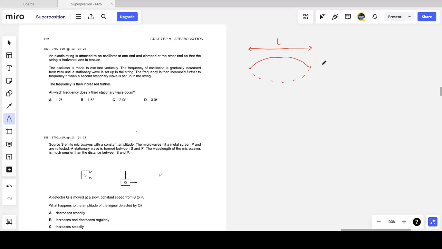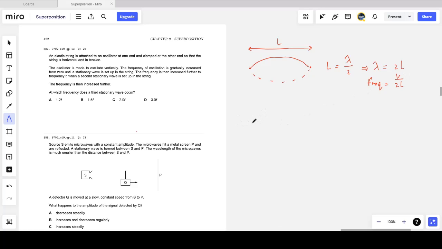Okay. And for this first wave, we have this length being half a wavelength. We can see that this is only one crest. If I had another crest, I would have a full wavelength. This is half a wavelength, which means that the wavelength, lambda, is twice the length of the string, 2L. And the frequency would be V over 2L.